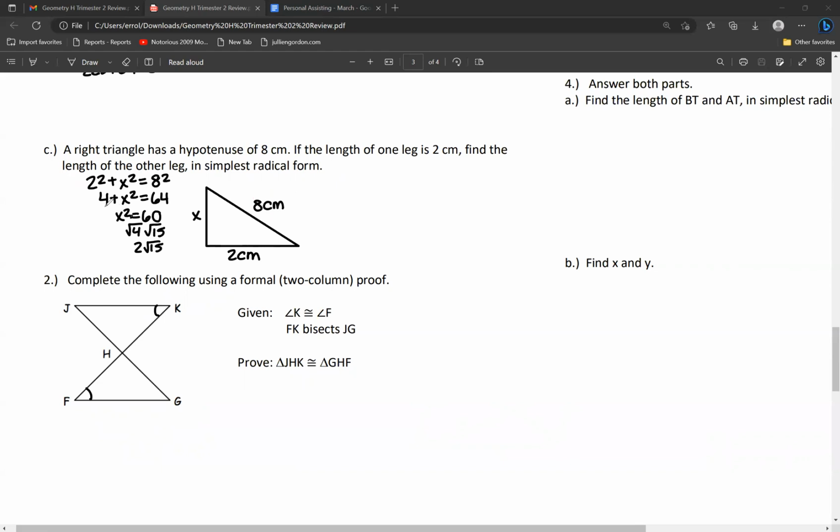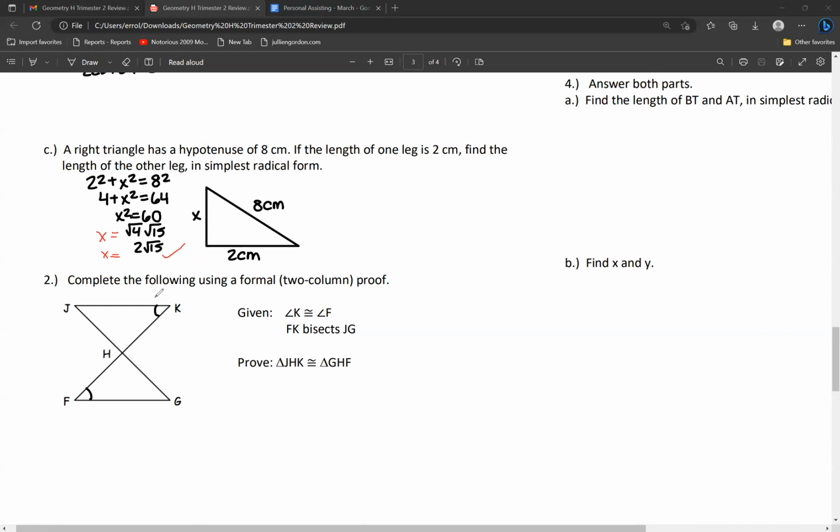That's right. 4 plus x squared equals 64. That's right. X squared equals 60. That's right. Just put x here, and just put x there. This is right. That's right. Okay. C is good. Two. You want to do two, or you want to skip to another one?